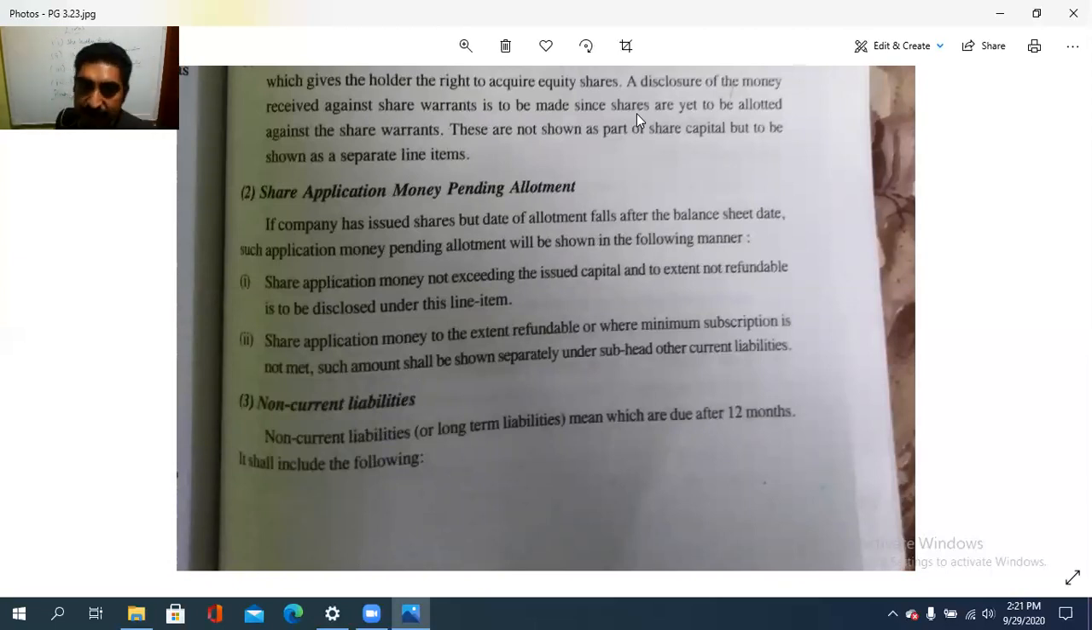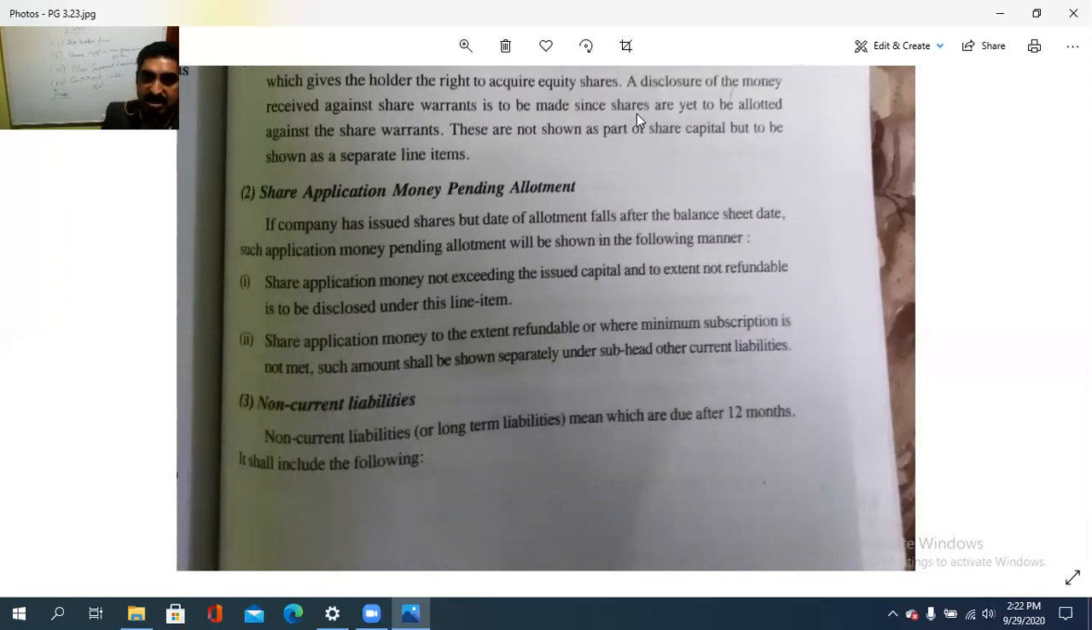Then share application money to the extent refundable, it should be refund, തിരികെ കിട്ടുന്നത്, or where the minimum subscription is not met, such an amount shall be shown separately under the subhead other current liability. So മറ്റ് current liabilityയുടെ കൂടെ എഴുതുള്ളൂ. That is if the amount is to the extent refundable, തിരികെ കിട്ടുന്ന ഇതാണ്, അല്ലെങ്കിൽ minimum subscription meet ചെയ്തിട്ടില്ല എങ്കിൽ then such an amount shall be shown separately under the subhead other current liability, and non-current liability is the third one.